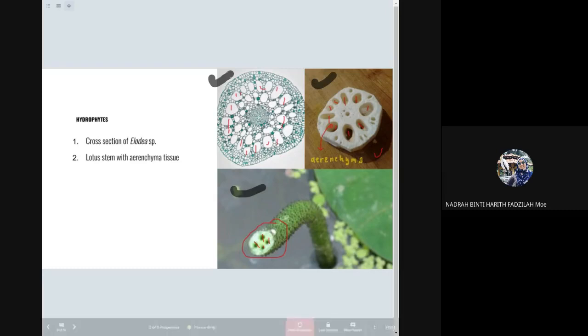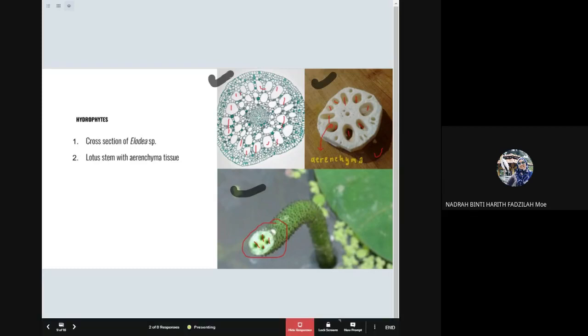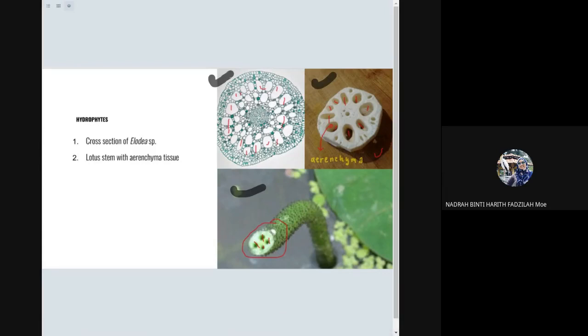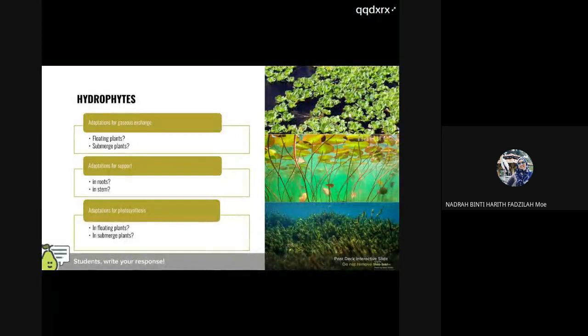Okay. So mari kita tengok macam mana kita nak bincang how do we explain the adaptation of hydrophyte. So dalam buku teks kita adaptation tu dia cerita macam floating plants ada apa, submerged plants ada apa. Tapi ada satu lagi cara untuk kita explain adaptation of hydrophytes dengan kita categorize dari segi function. So jom kita buat yang first dulu.